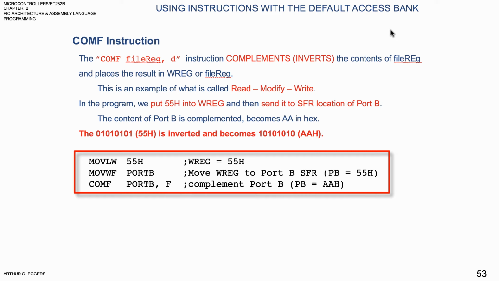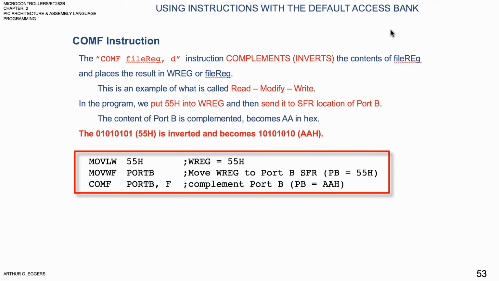We're going to use the move literal to the working register. So we're literally going to place the literal value of 55 hex into the working register. And again, recall the working register is just one location. It's like an accumulator. Then we're going to use the move WF command, which means we're going to move the value from the working register to port B. And so now port B will have the 55 hex located in that SFR.